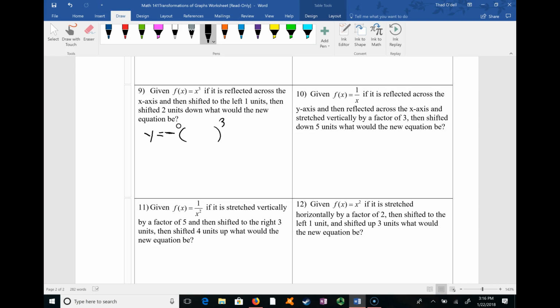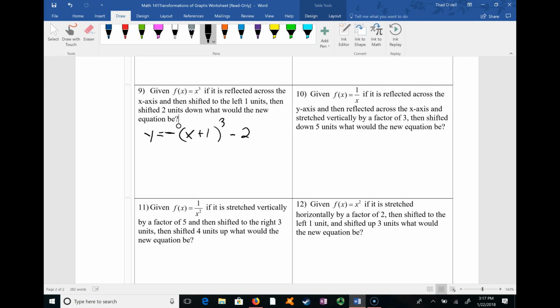Then it's shifted to the left 1, so that means I need to add 1 on the inside, so that'd be x plus 1. Then shifted 2 units down, so that'd be a minus 2 on the outside. Okay? Given f of x equals 1 over x, if it is reflected across the y-axis and then reflected across the x-axis. Ooh, double reflection.